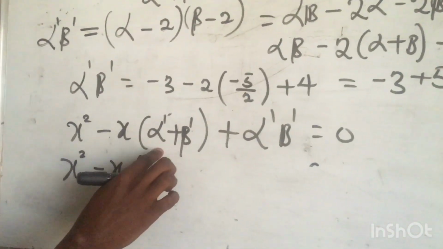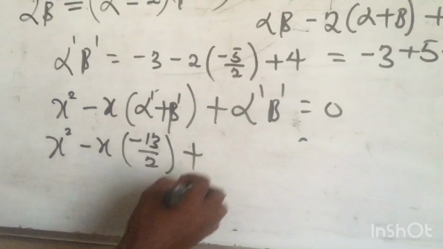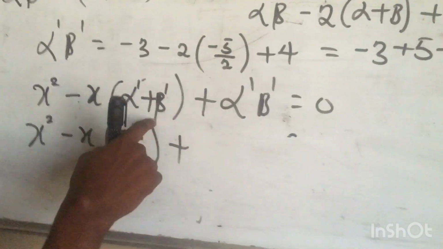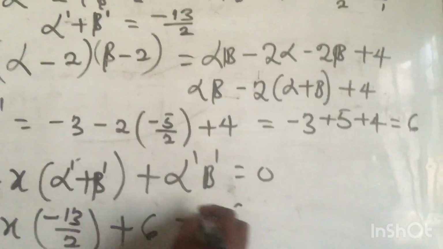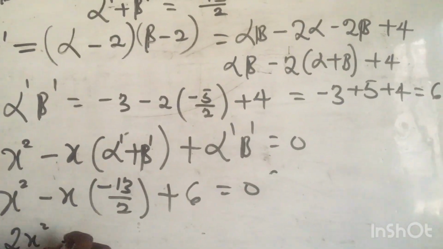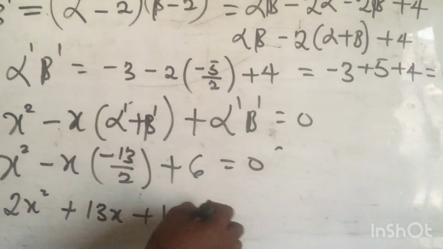What's our alpha prime plus beta prime? Minus 13 over 2. This is alpha prime plus beta prime, the sum of the roots, and the product of the roots is 6, equals 0. So our equation is 2x squared plus 13x plus 12 equals 0.